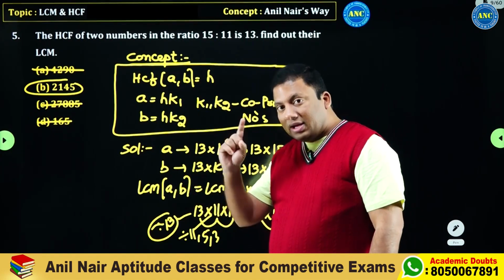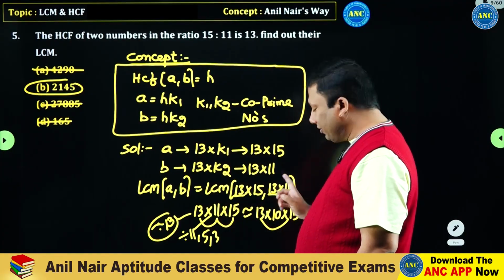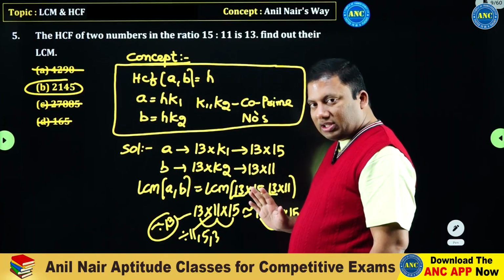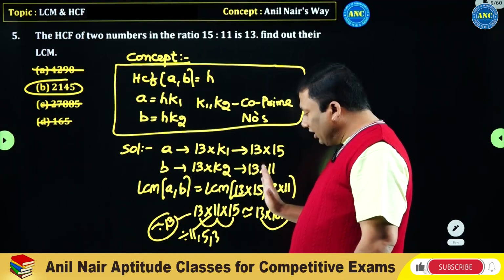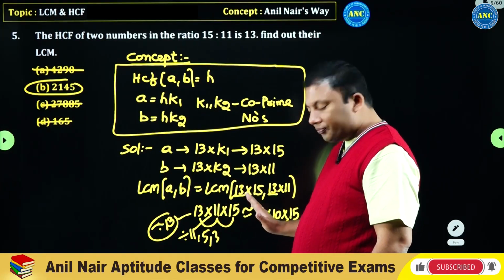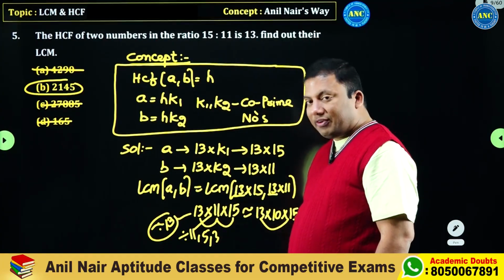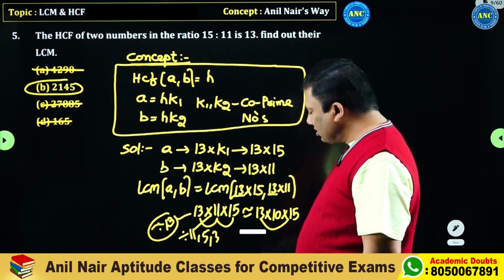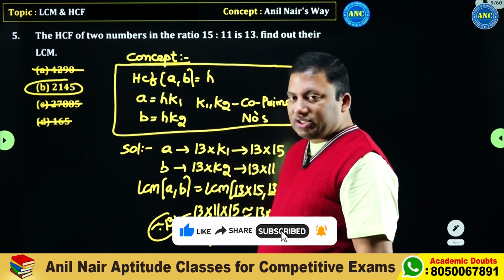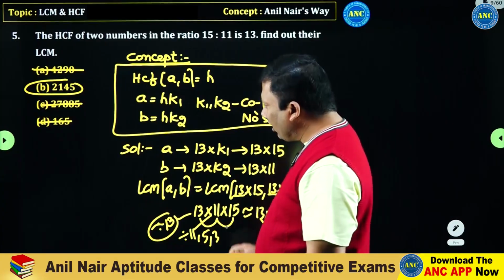LCM of A, B. Here the important concept: 13 into 15, 13 into 11. 13 is out. 15 and 11 are co-prime to each other. For co-prime numbers, the LCM is their product. So it is 13 into 11 into 15. 11 I approximated to 10, so 15 tens are 150, and 150 into 13 is 1950. 11 is greater than 10, so the answer should be just greater than 1950.